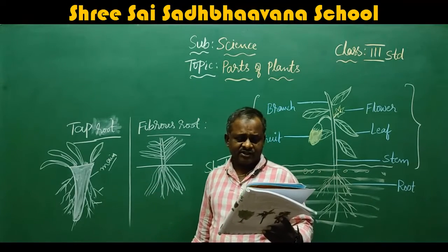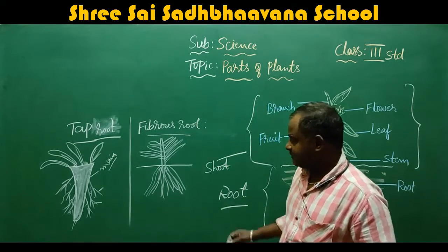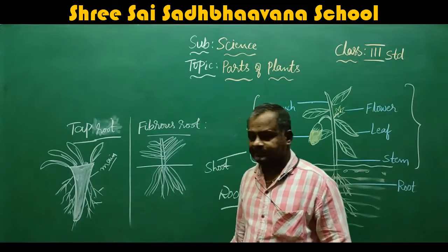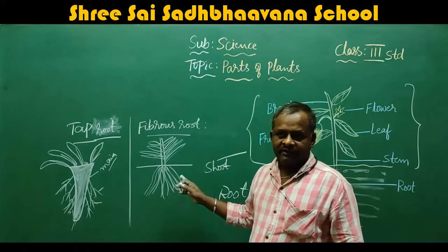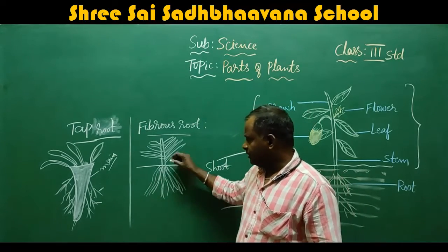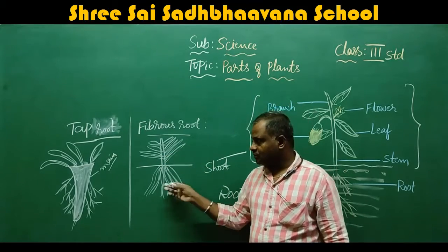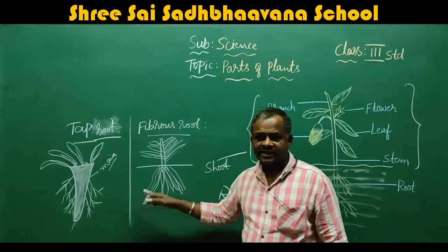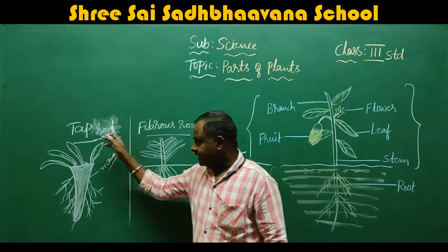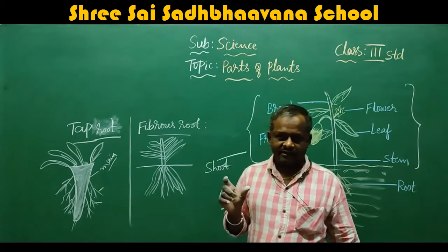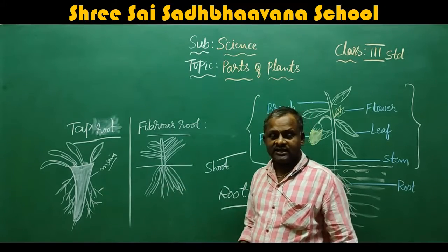Okay. Next, fibrous root system. In a fibrous root plant, a number of roots grow from the end of the stem. That means here there is no main root. In the fibrous root system, there is no main root. All are fibrous roots. That means all the roots are growing from the stem, starting from the same point. All the roots are the same in size, but in the taproot system, the main root is very, very big and the small roots are present, but here in the fibrous root system, all the roots are the same in size.